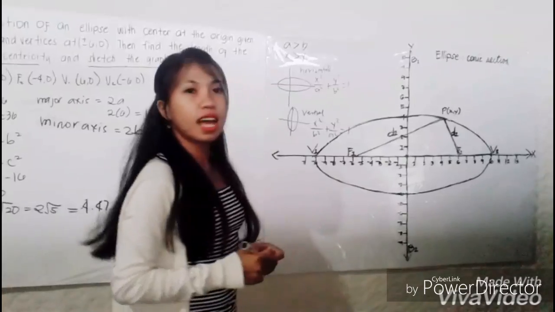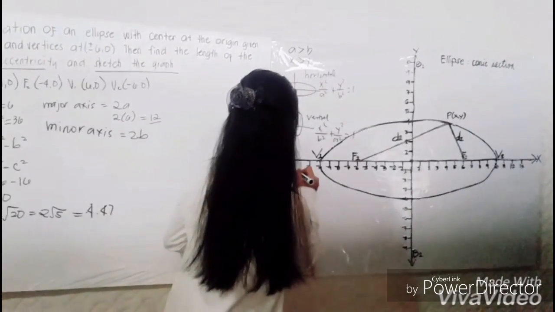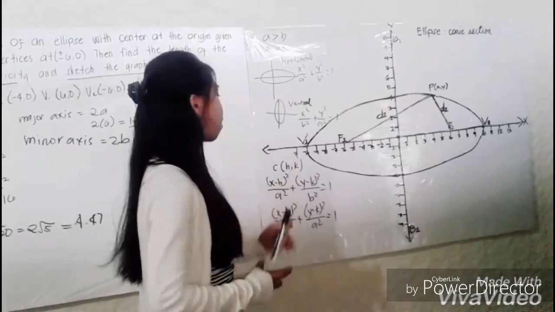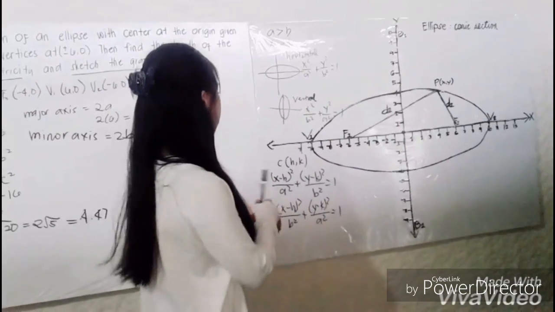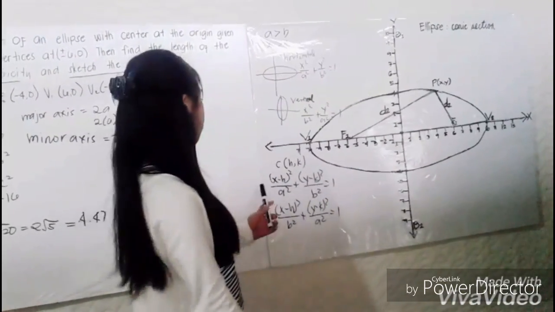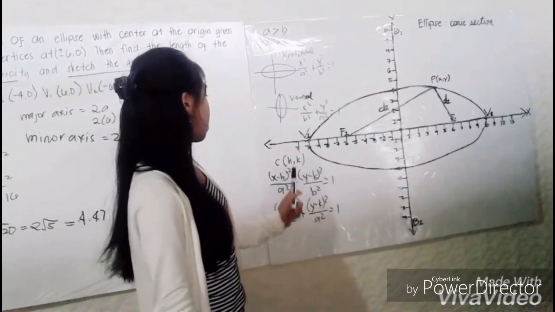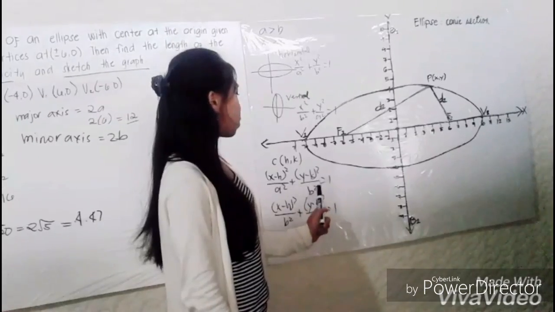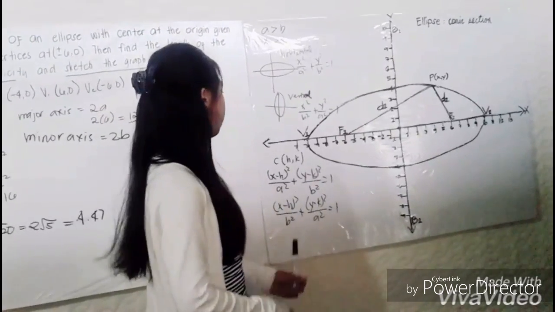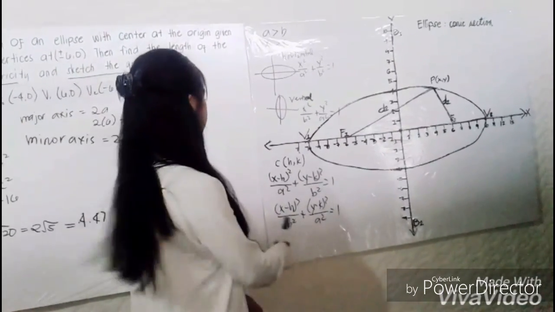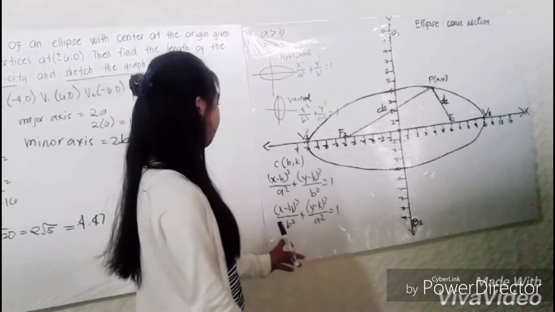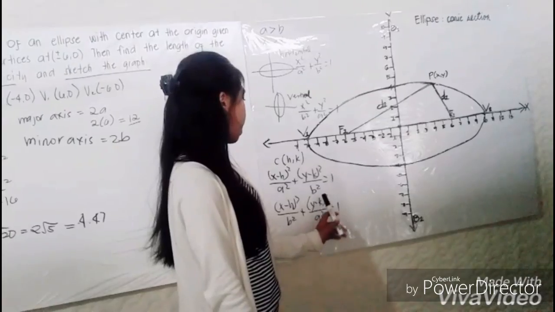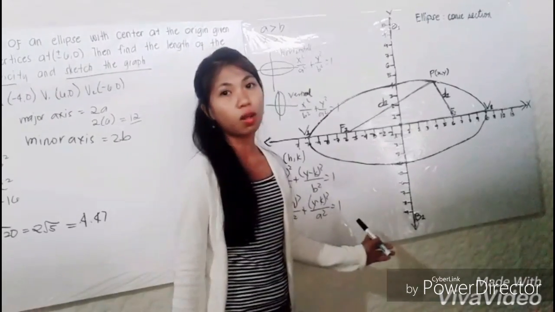If your center is at (h, k), you have the formula for the horizontal major axis, which is (x minus h) squared over a squared plus (y minus k) squared over b squared is equal to 1. If your major axis is vertical, your graph is (x minus h) squared over b squared plus (y minus k) squared over a squared is equal to 1.